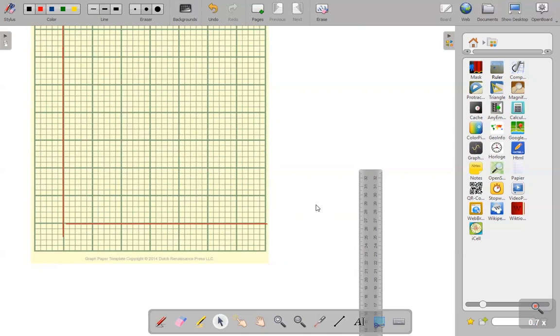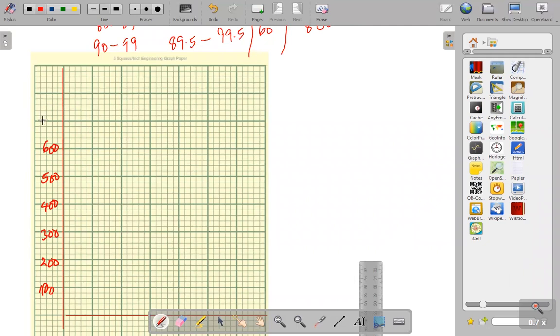So if I say 2 centimeters to 100 units, that means the first line, this line is 0, this one will be 100, this will be 200, this will be 300, this will be 400, this will be 500, this will be 600, this will be 700, and then finally 800.